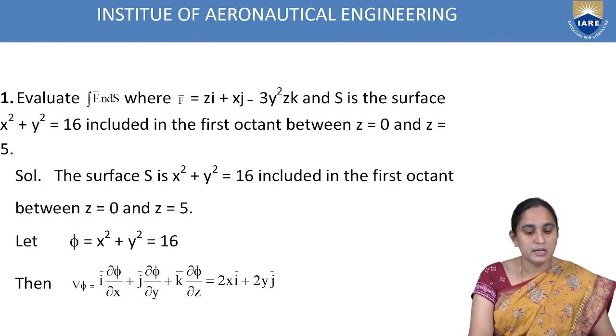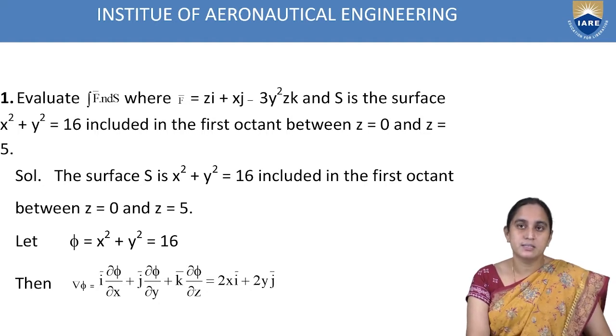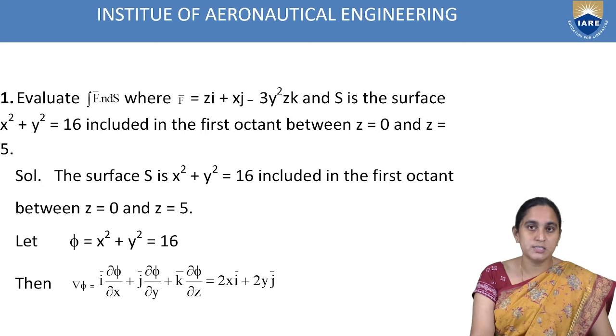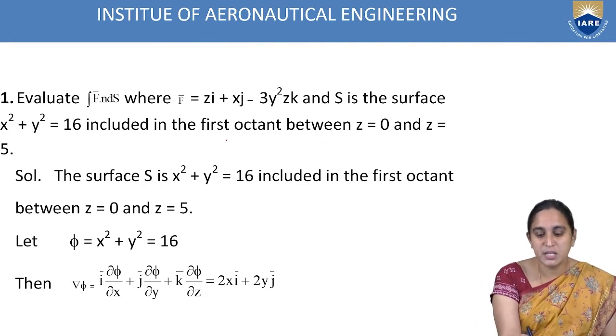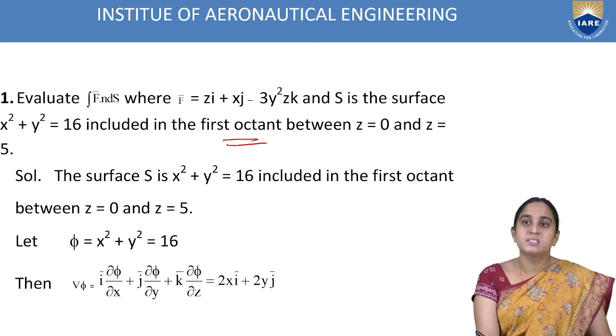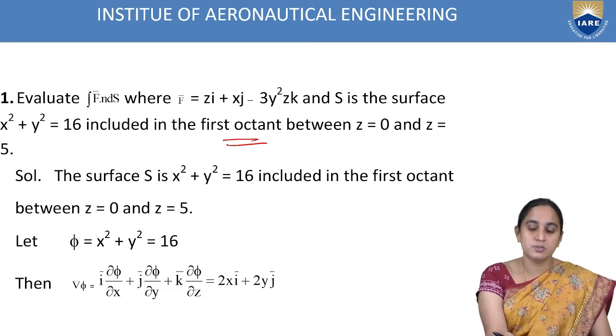Here we have to evaluate, for the given question, f bar is equal to z i bar plus x j bar minus 3y squared z k bar, and S is the surface x square plus y square is equal to 16, included in the first octant. What is the meaning of first octant? Between z is equal to 0, the first octant is related to the z axis. That means how to consider the first octant here?